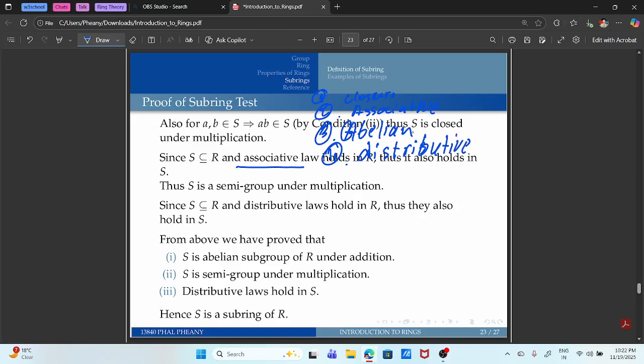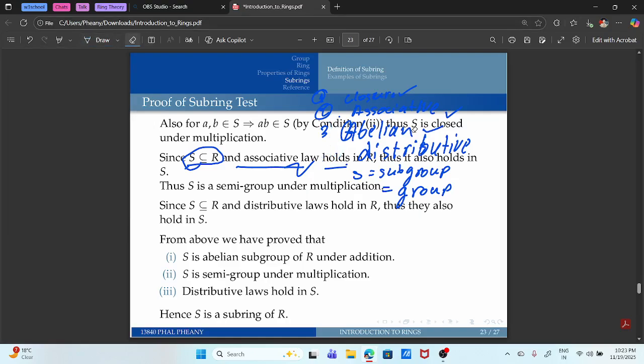So now we have to prove S holds the associative law. We already did closure, and abelian we already did. So we have to prove the associative law. Since S is a subgroup of O, the associative law also holds. Since S is a subgroup, it forms a group. So a group holds under the associative law.